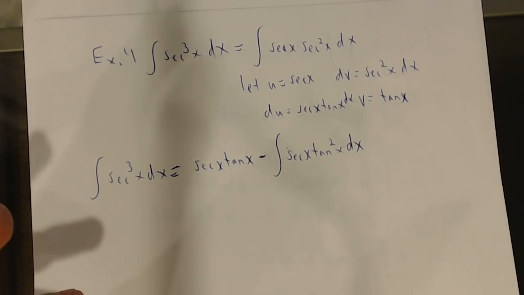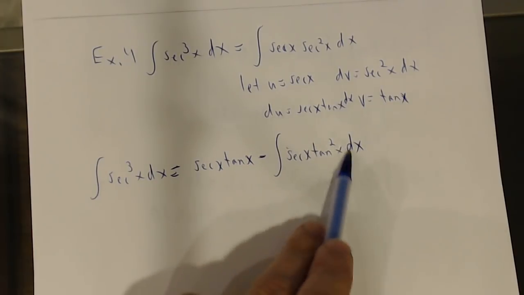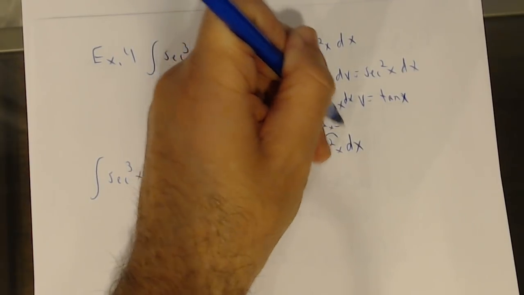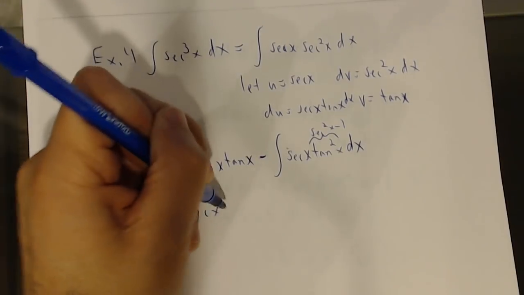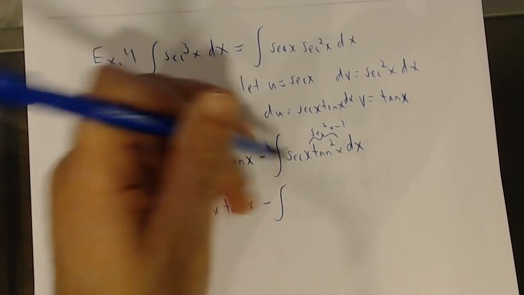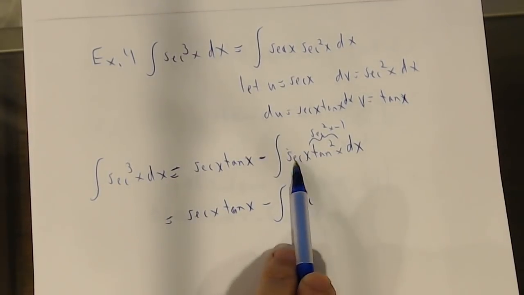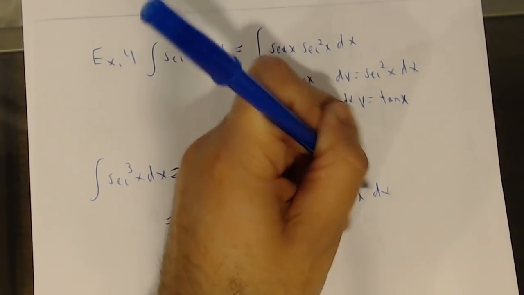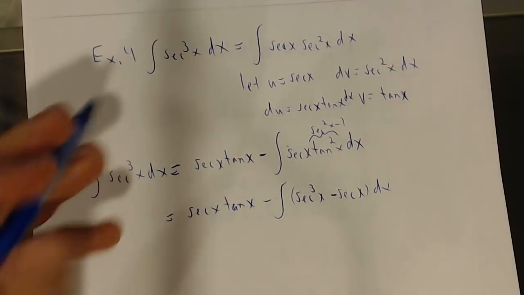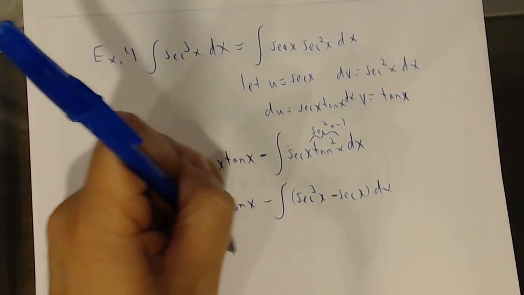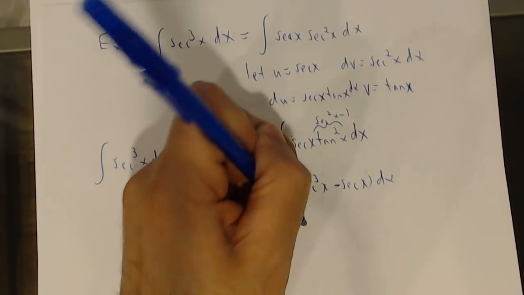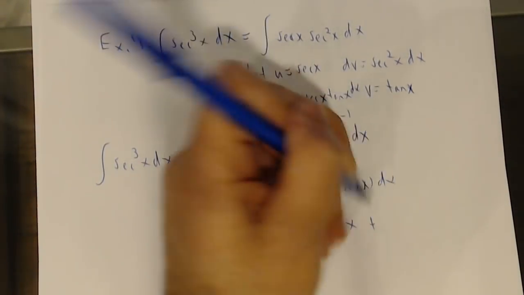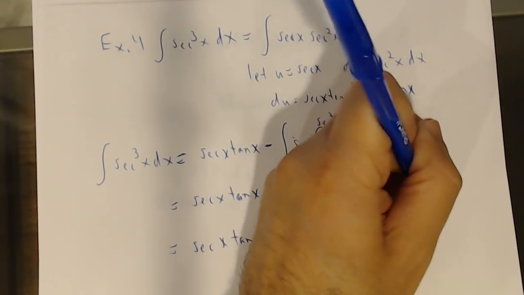We could say, look, what I could do here is grab tangent and write it in terms of secant, because tangent squared is the same thing as secant squared x minus 1. So this equals secant x tangent x minus the integral of secant, and if I distribute the secant, what does that become? Secant cubed x minus secant x dx, which then I could split this integral up, which becomes secant x tangent x minus the integral of secant cubed x dx, and with this minus and that minus, it becomes a plus integral of secant x dx.